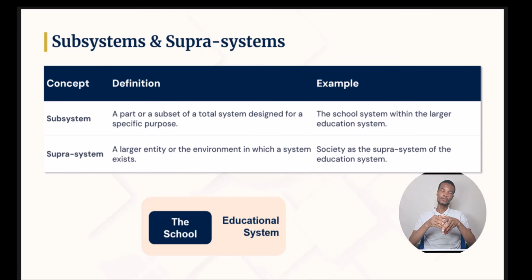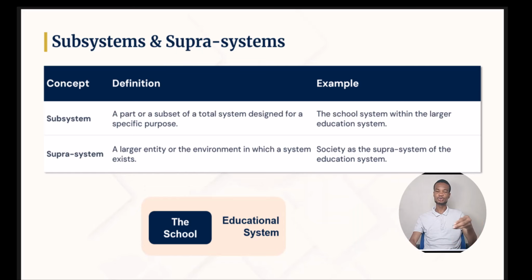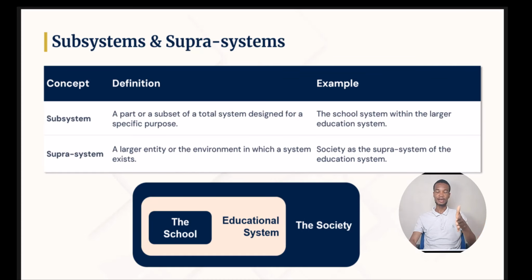The school functions within the educational system, while the educational system functions within the society as a whole. So we can say that our society, our state, is a supra system. We can also say that our educational system is a supra system for the school. Of course, we can also say that our society is a supra system for a subsystem called the educational system.